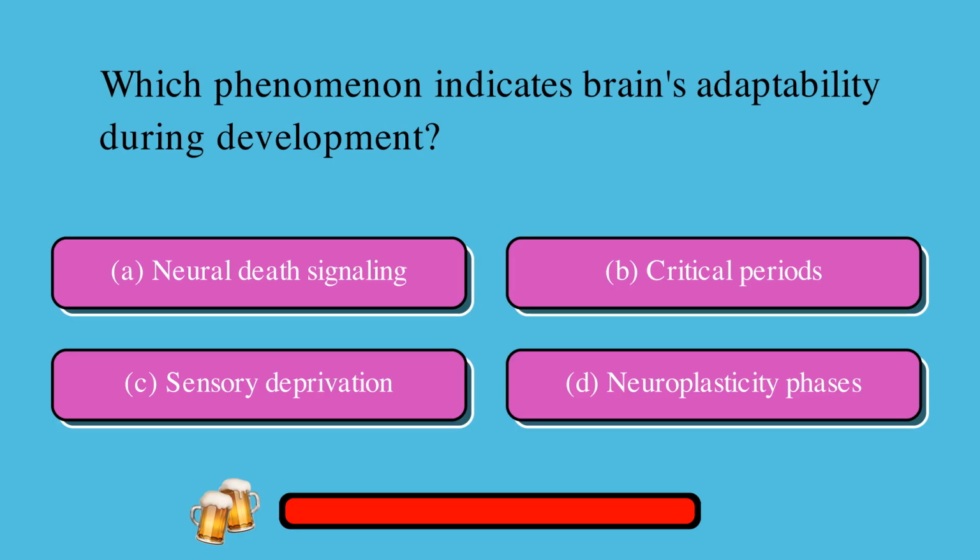Which phenomenon indicates the brain's adaptability during development? A. Neural death signaling, or B. Critical periods, or C. Sensory deprivation, or D. Neuroplasticity phases. The correct answer is B. Critical periods.